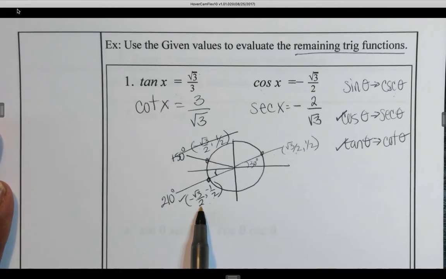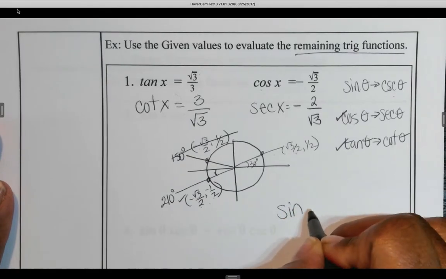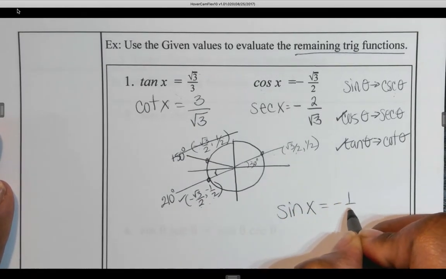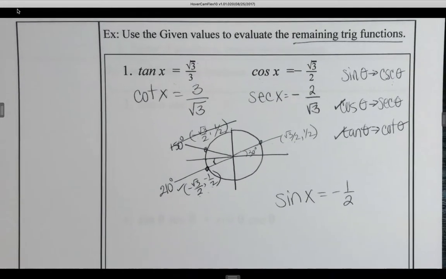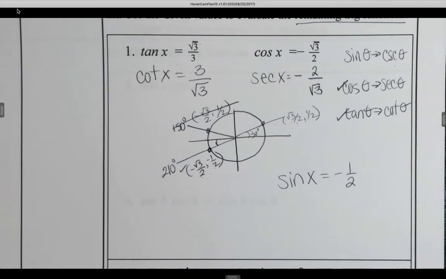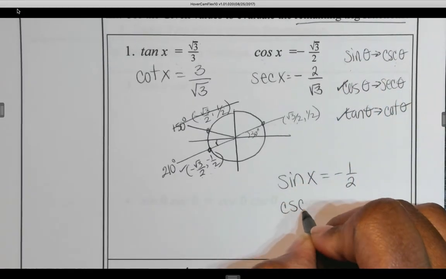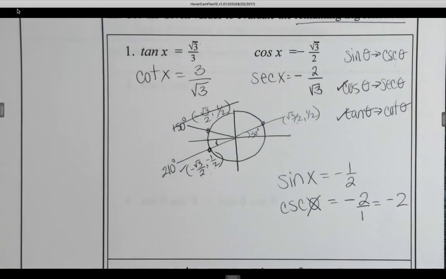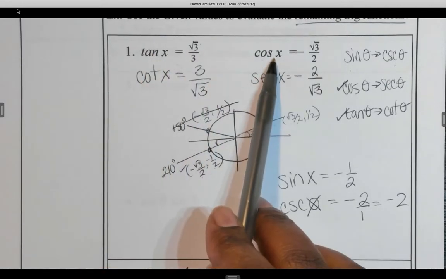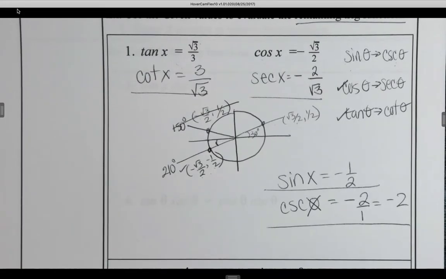Right? So I know that cosine is negative root 3 over 2. Now I know that sine is negative 1/2. So sine of x is negative 1/2. I actually know what x is. It's 210 degrees, but we weren't asked for that, so we're just looking at the trig functions. And because sine and cosecant are reciprocals, I also know that cosecant of x is negative 2 over 1, or you can say negative 2. So I was given tangent and cosine. Now I know cotangent, I know secant, I know sine, and I know cosecant. Okay, so I found all the 4 remaining trig functions.